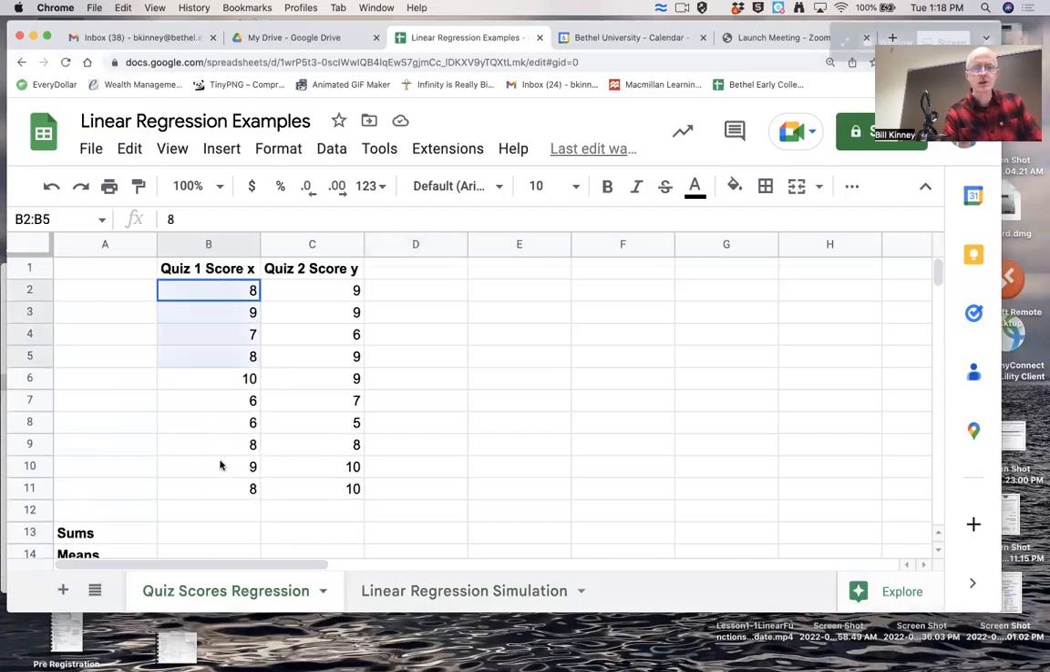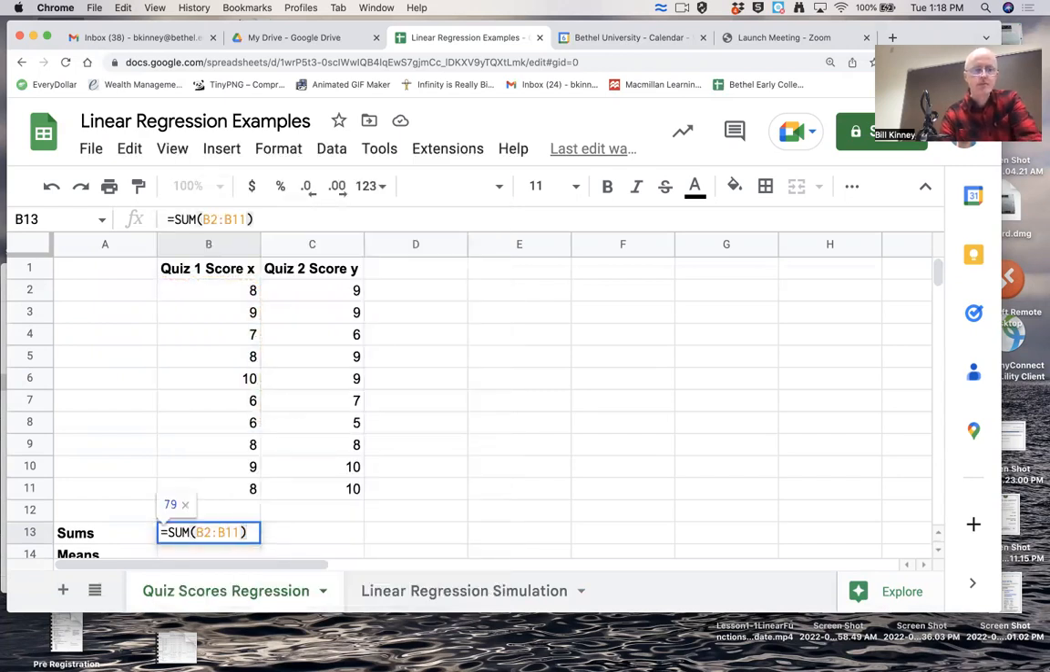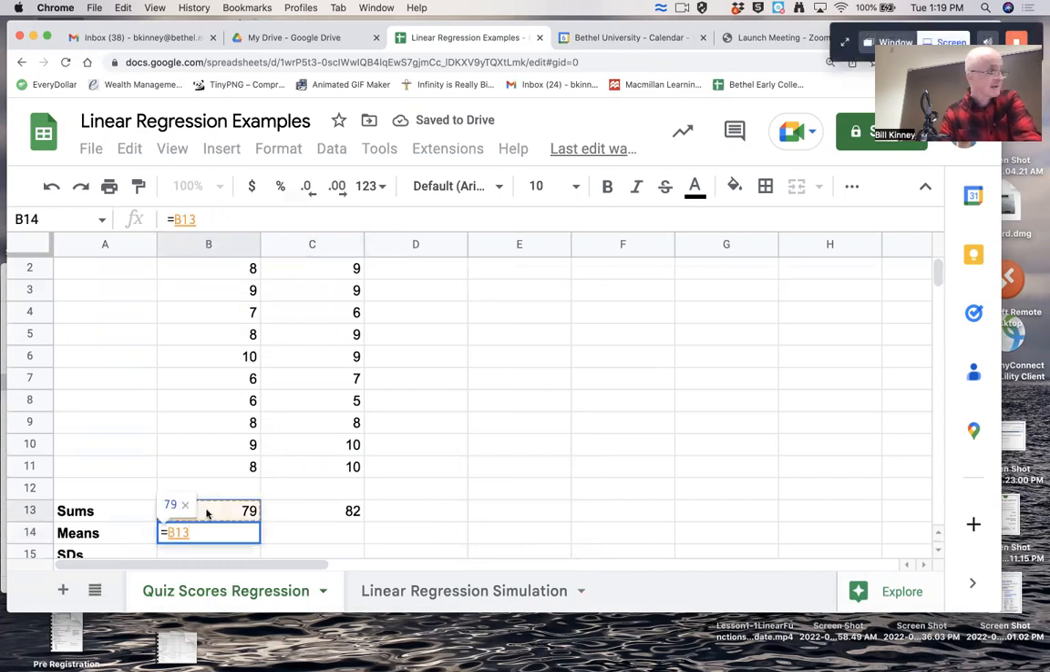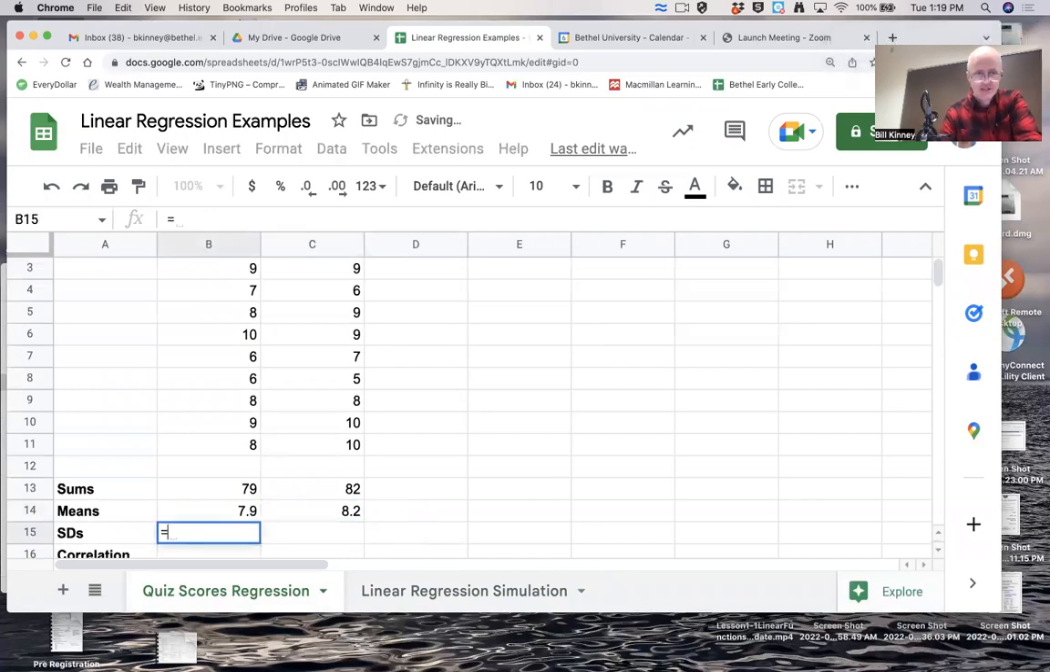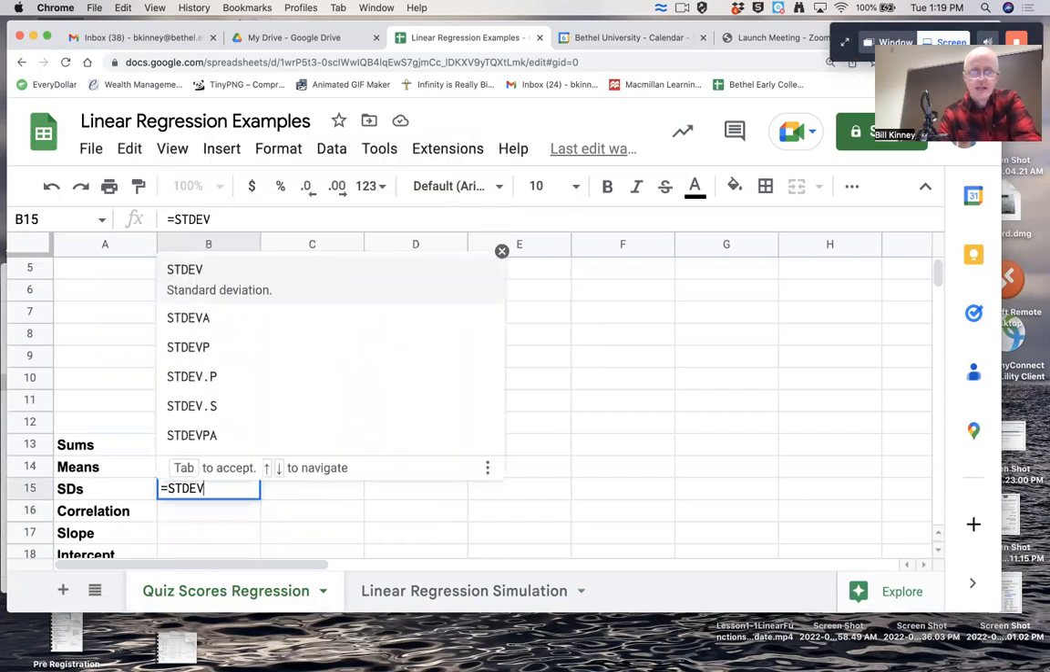So I got quiz 1 scores, quiz 2 scores, n is 10. There are 10 data points. We use equals SUM to add up the numbers. Copy and paste it over. For the means, just divide by 10 or do equals average. Standard deviations, do equals STDEV.